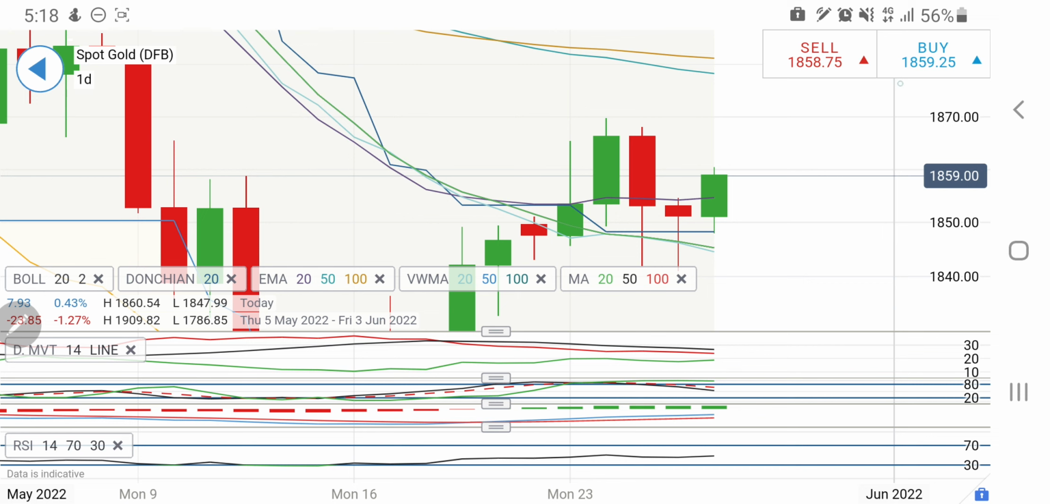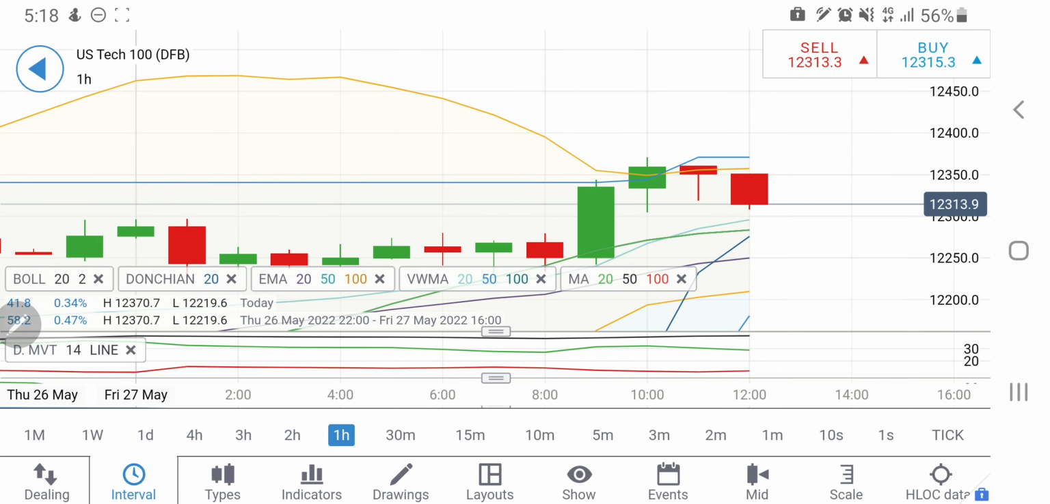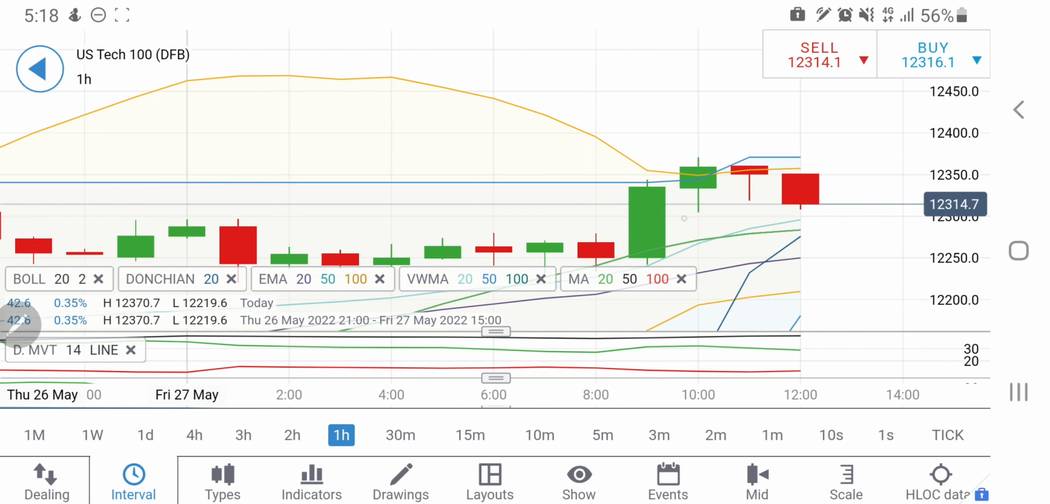Now let's have a look at Nasdaq 100. See Nasdaq 100 on the hourly charts, it is breaking out on the downside. Look at this, the resistance there at 15370 levels is very much there, and this is the breakout candle. So I'll be watchful of 15370.